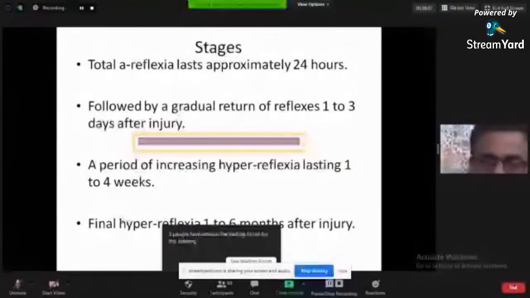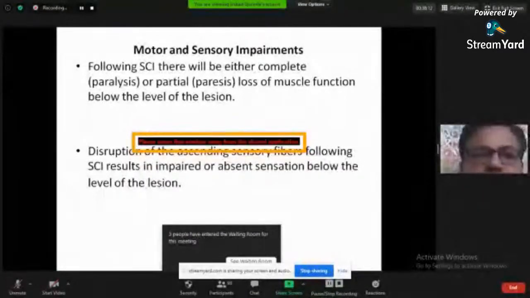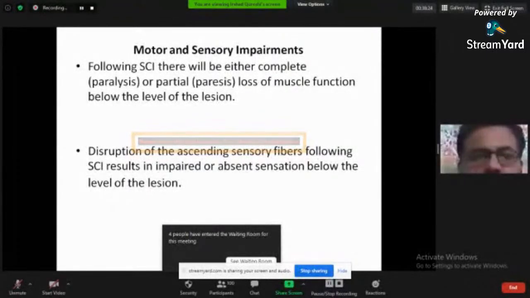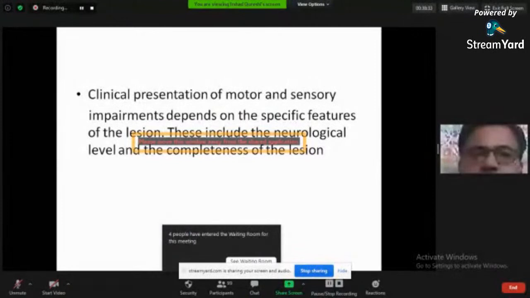Motor and sensory impairments following spinal cord injury will be either complete, that is paralysis, or partial, that is paresis, a loss of muscle function below the level of lesion. Always remember, whatever is going to occur is going to occur below the level of lesion. Disruption of ascending sensory fibers following spinal cord injury results in impaired or absent sensation below the level of lesion. And the clinical presentation of motor impairment depends on the features of the lesion. This includes the neurological level and the completeness of the lesion.